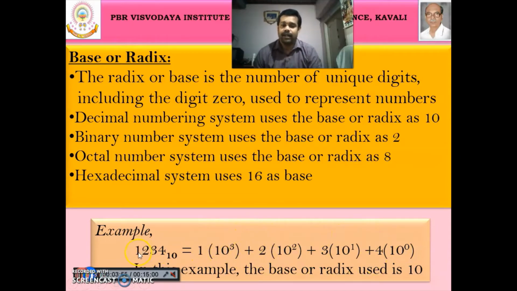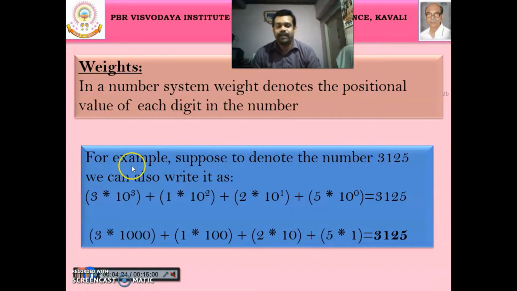the number 1234. So how we are getting 1234: this is 4. 4 into 10 to the power 0 is 4. 3 into 10 to the power 1 is 30. 2 into 10 to the power 2 is 200. And 1 into 10 to the power 3 is 1000. So 1000 plus 200 plus 30 plus 4 is nothing but 1234.